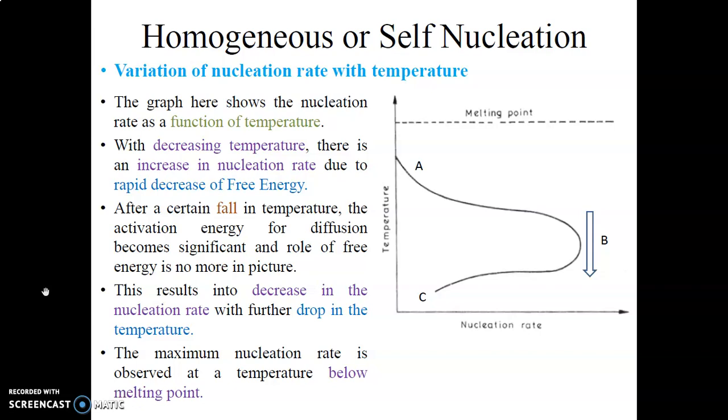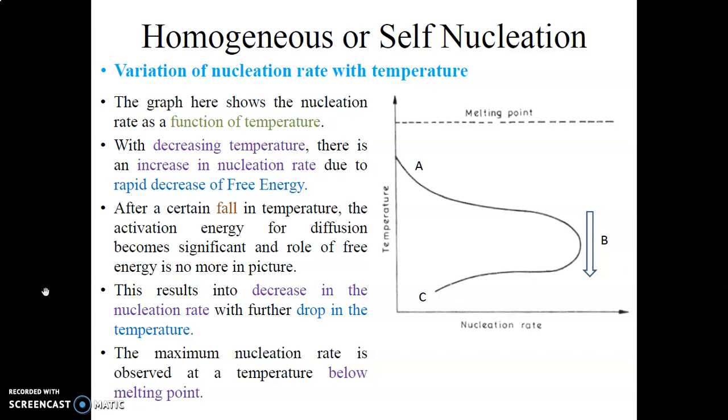So you can see a variation of nucleation rate with the temperature. Basically, it depends upon a number of parameters, like which method you use for the cooling of the metal. Here you can see one graph plotted between the nucleation rate and the temperature. It may vary with the nucleation temperature as well as the nucleation rate. The graph here shows the nucleation rate as a function of the temperature.